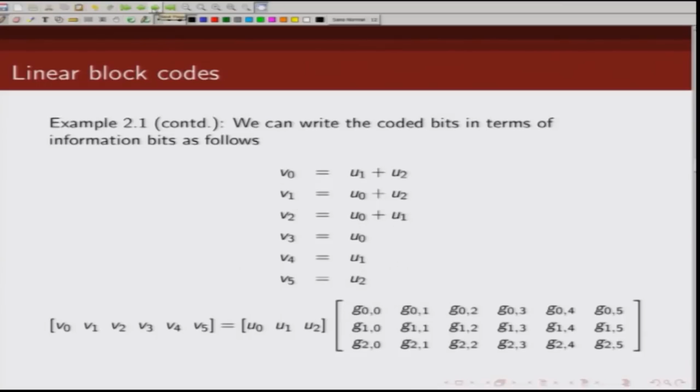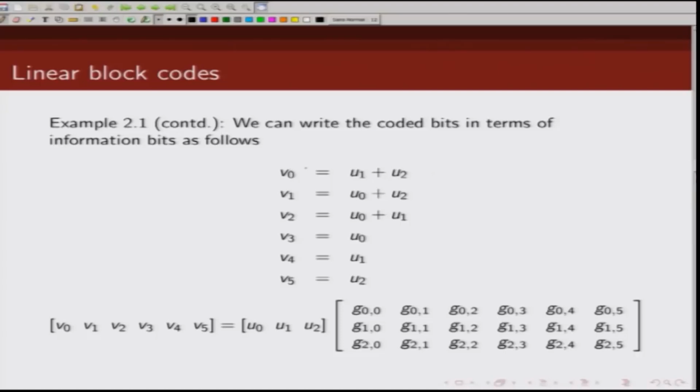So, now we have written our coded bits in terms of our information bits. This set of 6 equations, I can write in a matrix form. So, I can write my coded bits in terms of information bits and this matrix G, which is our generator matrix, will tell us how we are generating each of these coded bits as a linear combination of these information bits. So, if we compare each equation, let us look at V0.